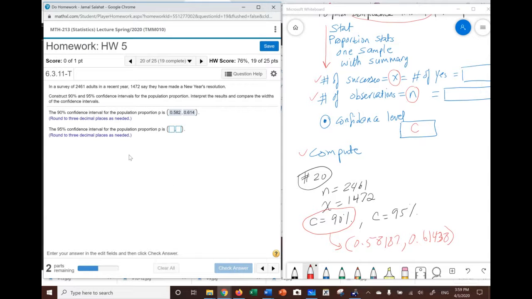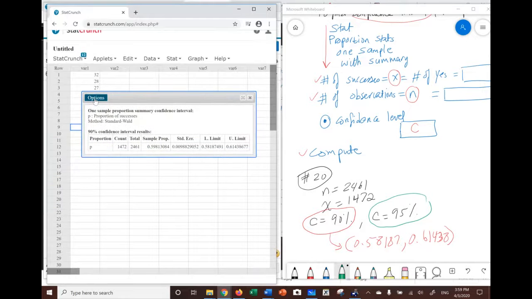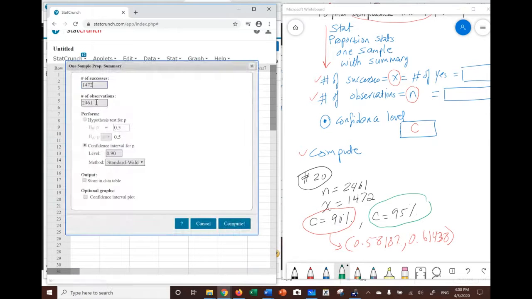Now, I need to change that level to 95%. Now, notice that if you're using StatCrunch, you don't have to do the problem again. You don't have to go stat, proportion stat, one sample with summary. It's already there. So let me just open StatCrunch and just click here on the option, then on the edit. You already have the 1472 and you already have the 2461. So you don't have to put them again. What you just need to do is just go down to the confidence level in here where the level is, and make sure you put it 95% and compute.